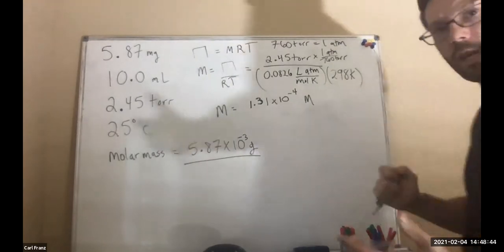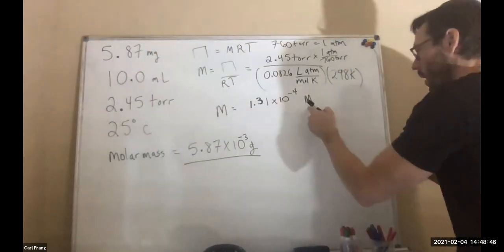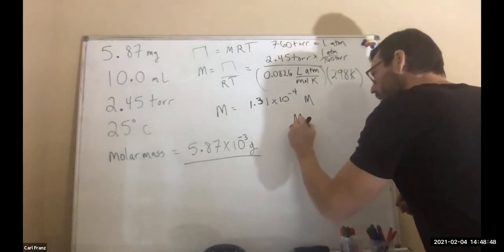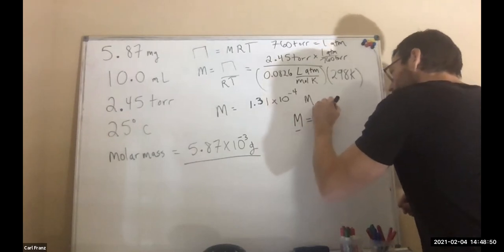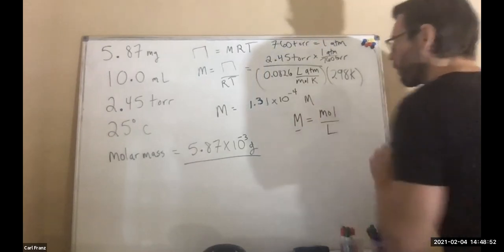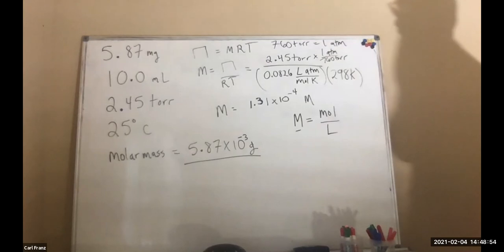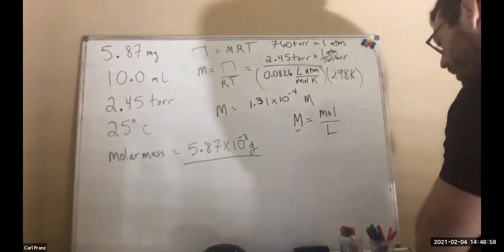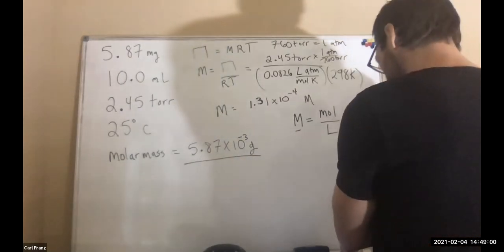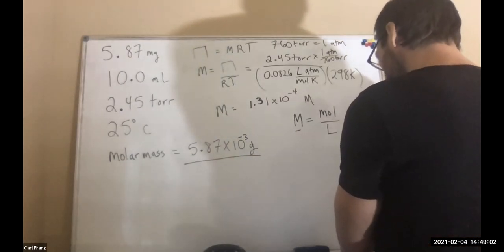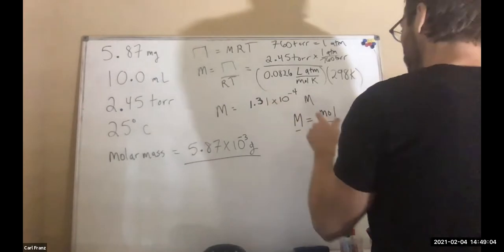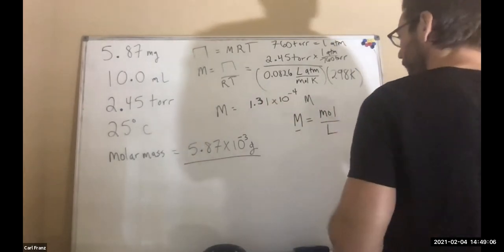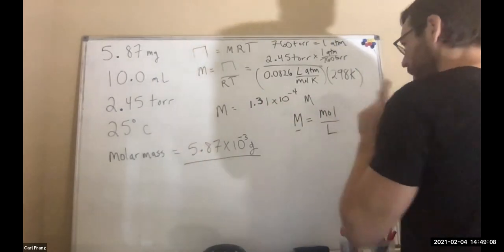Because what is molarity again? It's moles per liter, right? This is moles over liter. And what we're saying is that we have essentially 1.31 times 10 to the negative 4 moles per liter.